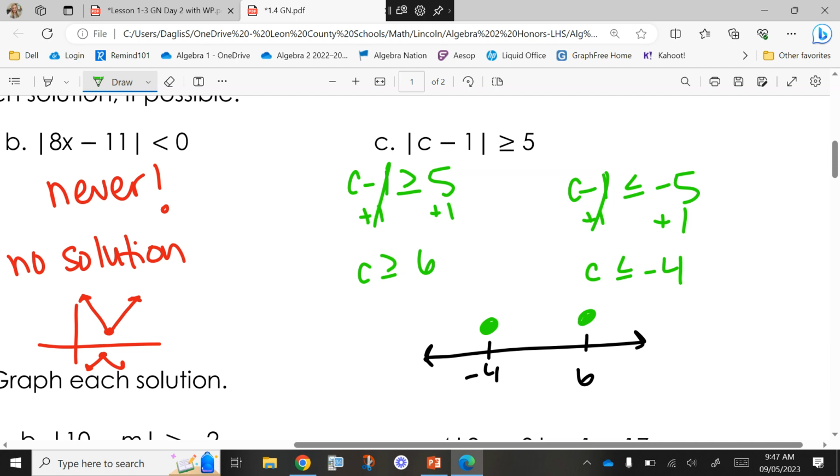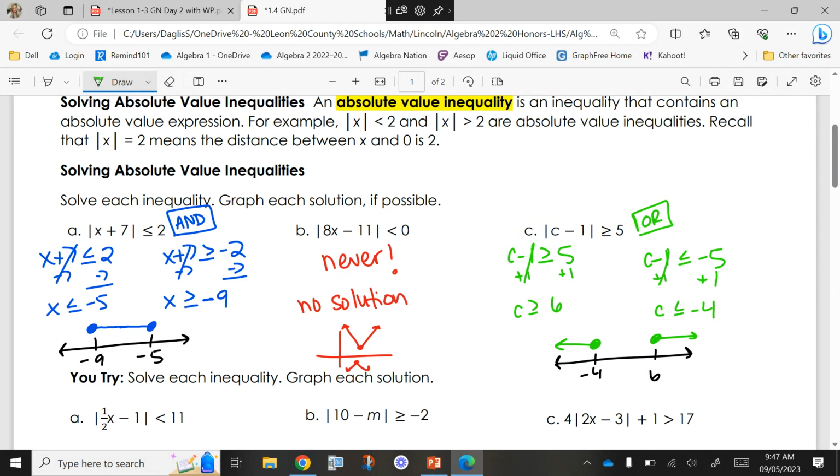Are they going to meet in the middle or bounce away? Bounce away. Greater than 6, less than negative 4. So this is an OR problem. What conclusion could you possibly make about how to determine if it's an and or an or?